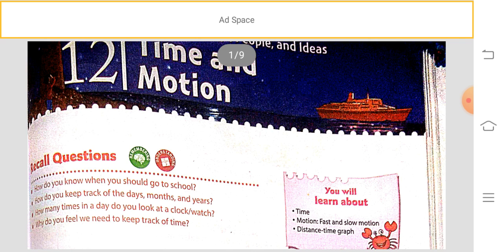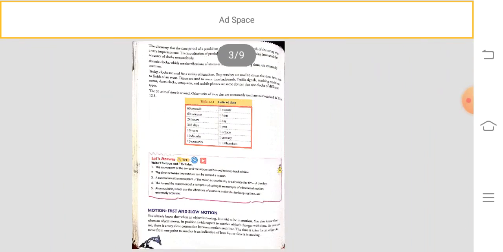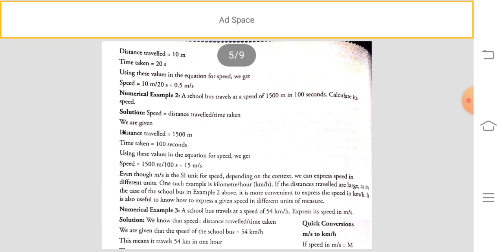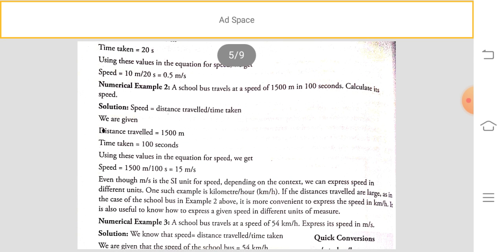In this chapter, time and motion, we have completed our point on speed. I already told you there are three formulas. First of all, what is speed? Speed refers to how fast or slow an object is, or we can say distance traveled in unit time is known as speed. The first formula is speed equals distance traveled upon time taken. Next, distance equals speed into time, and time equals distance upon speed.